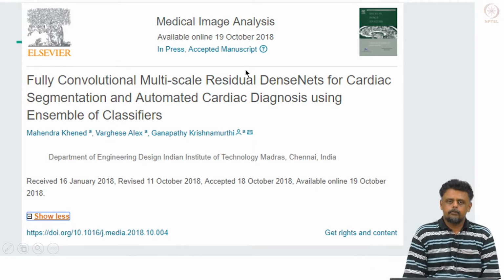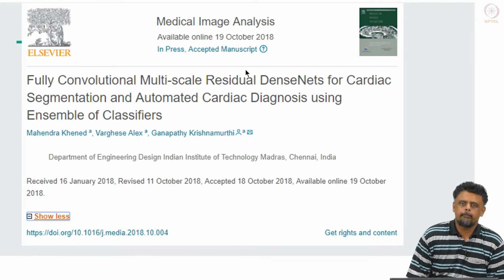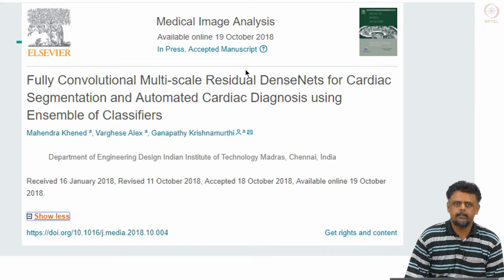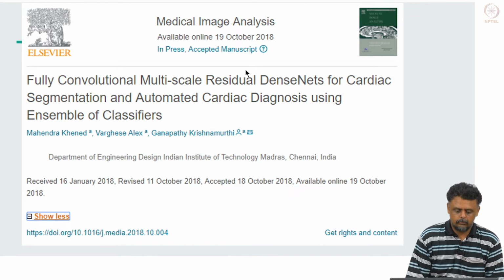Hello and welcome back. So, in this applications week we will look at an application of deep neural networks, specifically CNNs, and a combination of machine learning classification algorithms to a problem in medical imaging or medical image analysis. So, this is based on a paper out of our lab which appeared in Medical Image Analysis titled Fully Convolutional Multiscale Residual DenseNets for Cardiac Segmentation and Automatic Cardiac Diagnosis using an ensemble of classifiers.